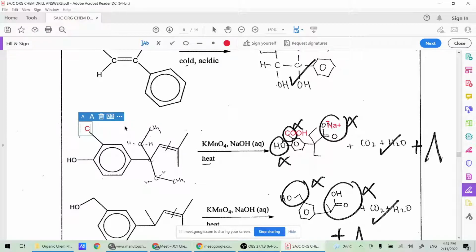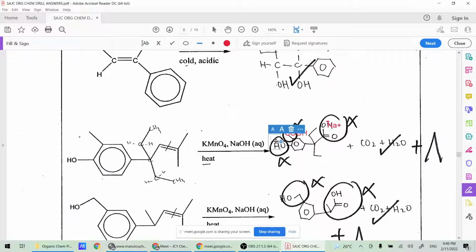So any carbon attached to the benzene ring that is not tertiary will oxidize. If, let's say, you have a tertiary carbon here, like if you have three CH3 groups attached to this carbon, then it will not undergo oxidation. It will remain unoxidized. Phenol, or the OH group, again, will not undergo oxidation. This part over here will not undergo oxidation.